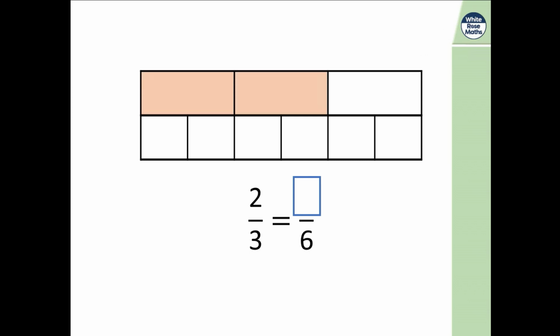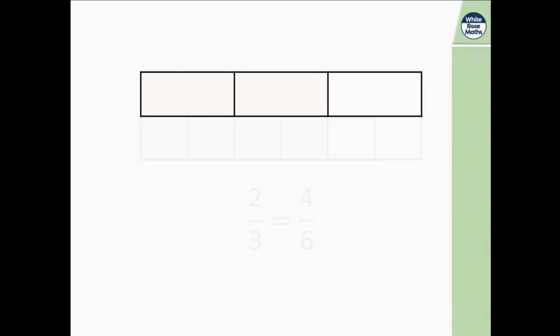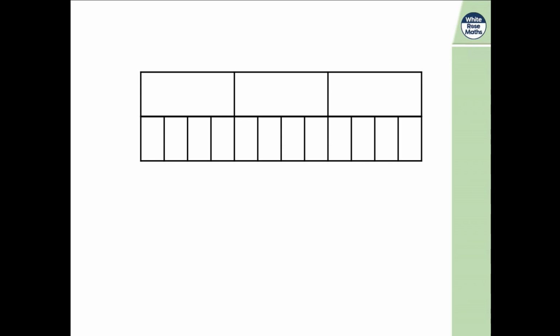Let's shade 2 of those thirds in the top bar. If we were then to shade exactly the same in the bar below, you can see that there is 1, 2, 3, 4 sixths shaded. So the numerator would be 4. Good job. Let's have a look at this bar. It's divided into 3 equal sections. And then underneath it, we've got the bar divided into 12 equal sections. So we've got twelfths. If we were to shade 1/3 and match that underneath, you can see that 1/3 is the same as 4/12.